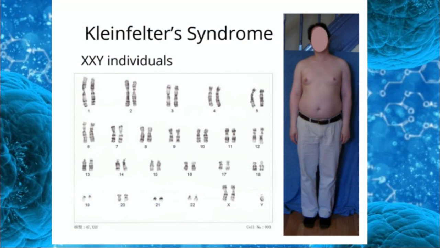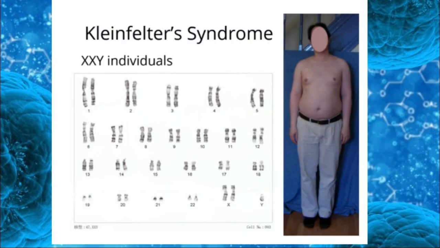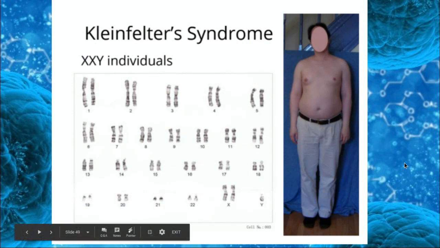Now, sometimes you have non-disjunction with your sex chromosomes. The chromosomes that we were looking at, 18 and 21, I should point out, are autosomes. Autosomes are any of your chromosomes that are not the sex chromosomes. A-U-T-O-S-O-M-E-S. Our sex chromosomes are X and Y.